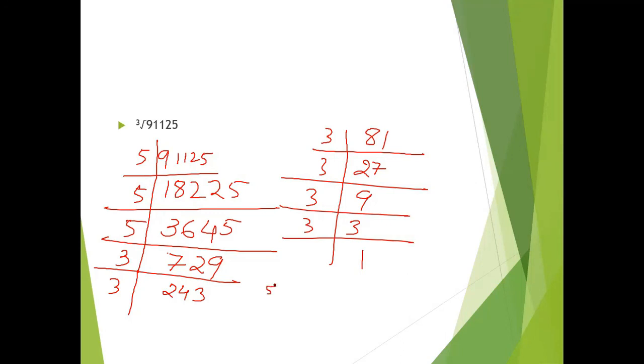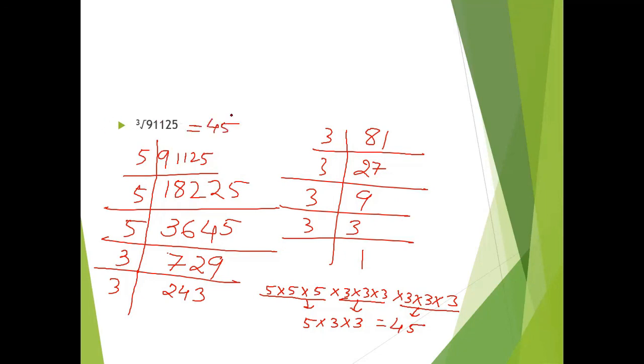Now write the prime factors like this: 5 into 5 into 5, and 3 into 3 into 3. Again 3 into 3 into 3. Now make groups of 3 and take one number from each group. 5 into 3 into 3. 5 into 3 is 15, and 15 into 3 is 45. So the cube root of 91125 is 45. Okay. Now let's do one more example: 10648.